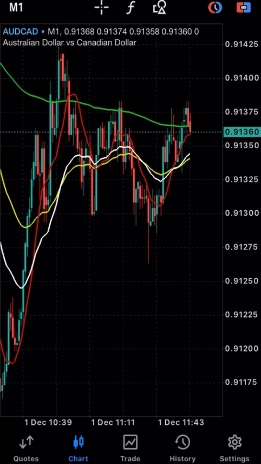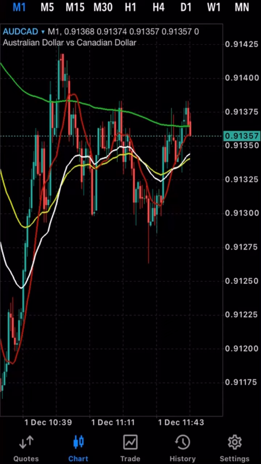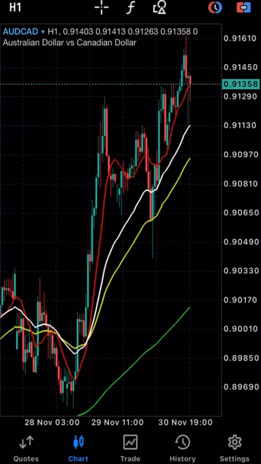So here is M1. I click on that M1, you see all the time frames, then I select H1. This is the H1 chart. I'm going to be drawing my Fibonacci tool on this H1. Remember, the currency pair here is Australian dollar versus CAD. That's what we are using as our case study.